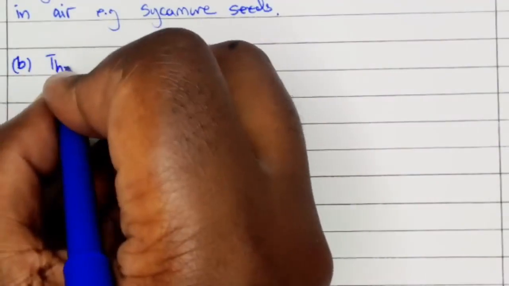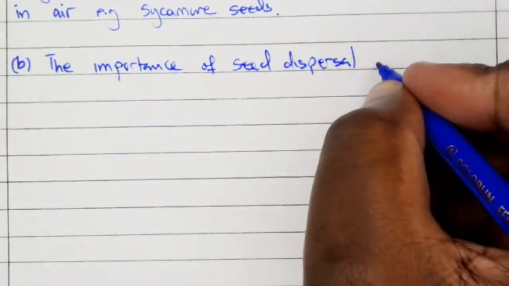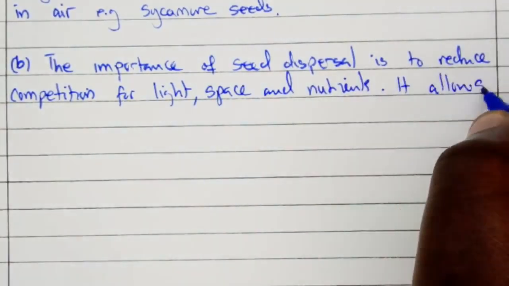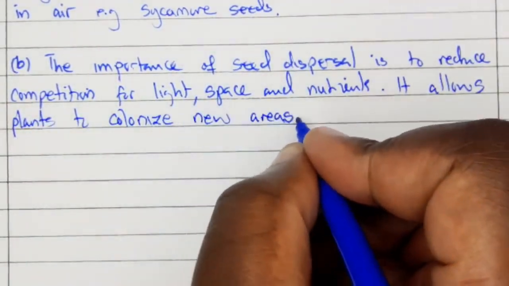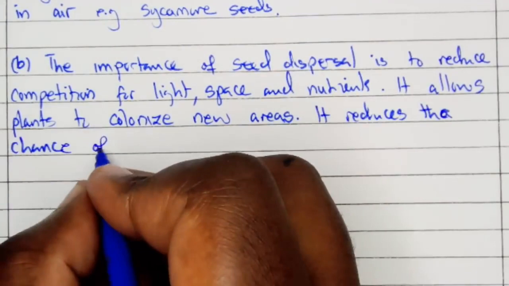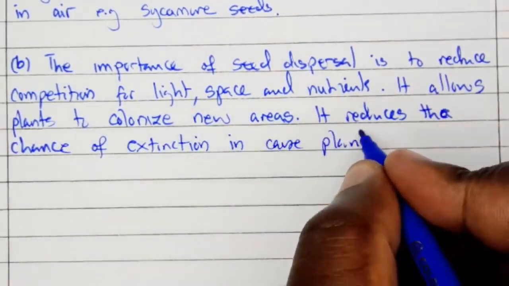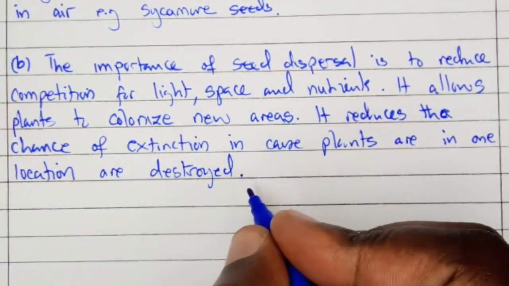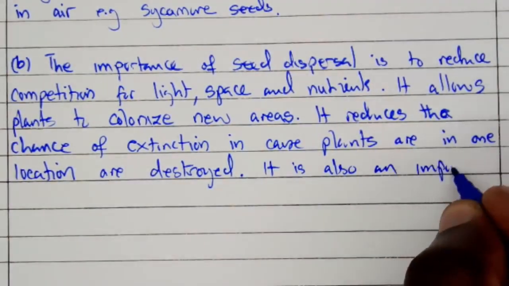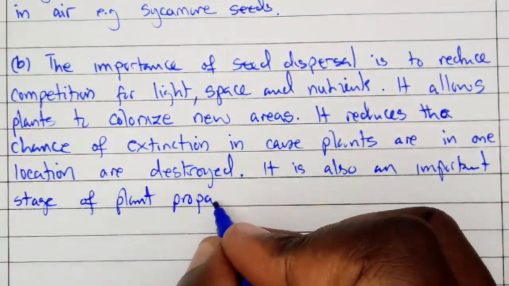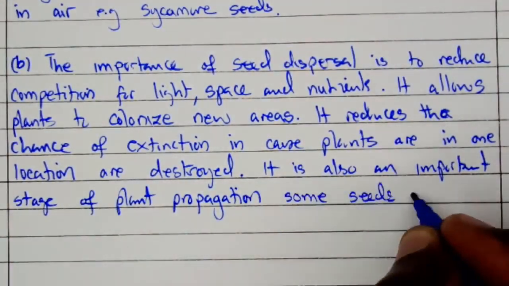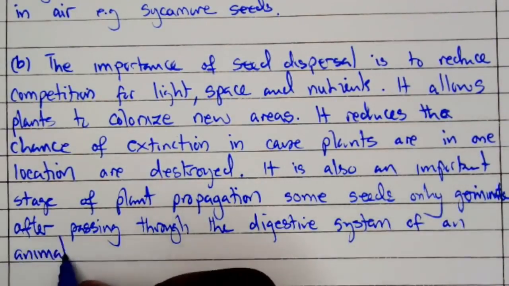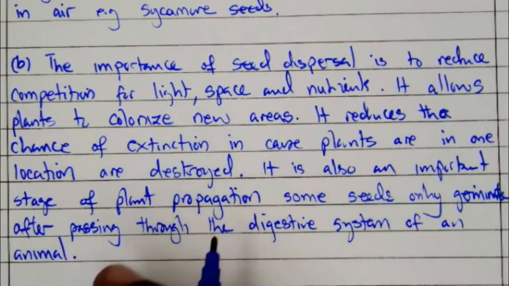Part B, the importance of seed dispersal is to reduce the competition for light, space, and nutrients. It allows plants to colonize new areas. It reduces the chances of extinction in case plants in one area are destroyed. It is also an important stage for plant propagation. Some seeds only germinate after passing through the digestive system of animals. So these were the solutions to question number 8.